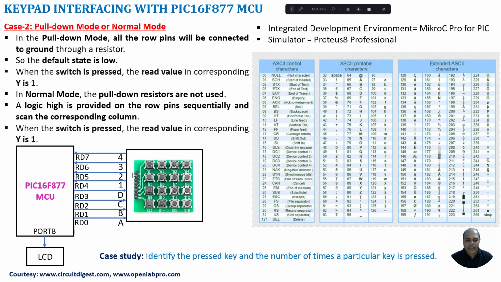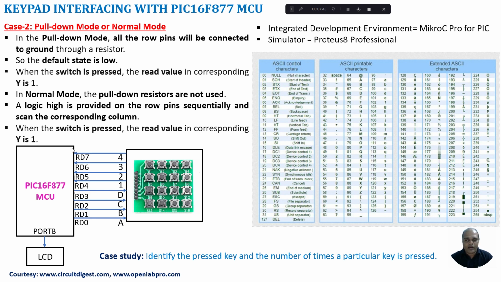So here I take a 4x4 matrix keypad. Here it is named as A, B, C, D and 1, 2, 3, 4. A, B, C, D represents the rows, and 1, 2, 3, 4 represents the columns. A, B, C, D is connected to RD0 to RD3 of the PIC microcontroller, and the columns 1 to 4 are connected to RD4 to RD7. RD0 to RD3 will be configured as output pins, and RD4 to RD7 will be configured as input pins.